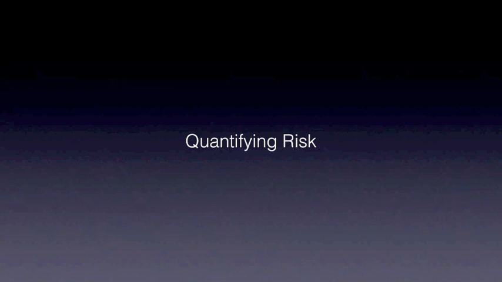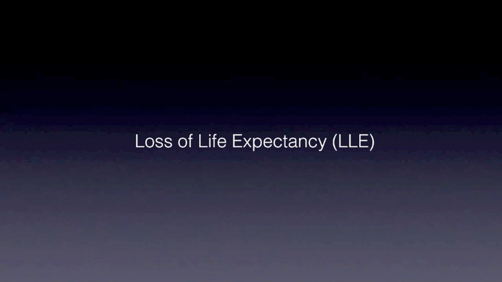So quantifying risk becomes important, and the people in health physics, and most of the literature that I'm going to talk about today comes from the health physics literature, quantify risk through something called loss of life expectancy, or LLE. This is basically a way of putting risk in perspective and saying, what is the chance of you losing life expectancy based on this risky behavior?